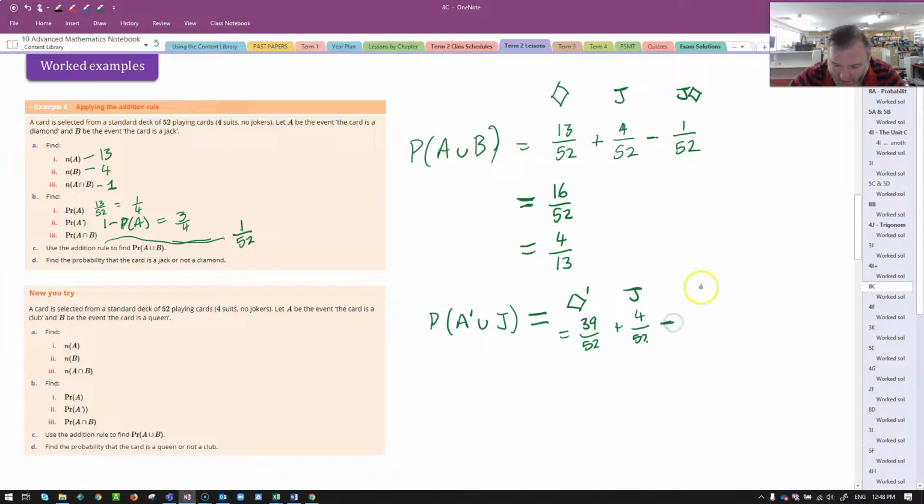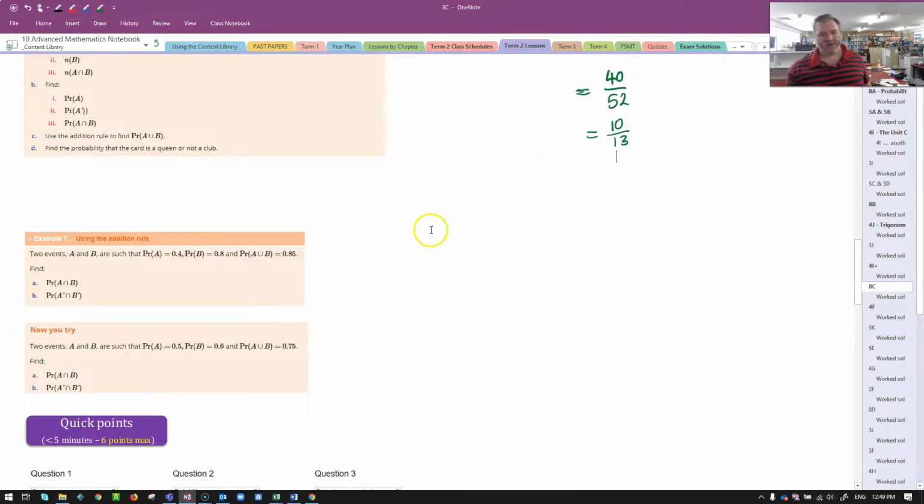Now we have to minus the number that are in the not diamonds and jacks. Well, there are 3 of those, aren't there? So, adding those together, 39 and 4 is 43, minus 3 is 40 out of 52. Which, when we divide by 4, we're going to get 10 out of 13. Alright, there's a couple there for you to try. I think you're going to be A-OK with this.